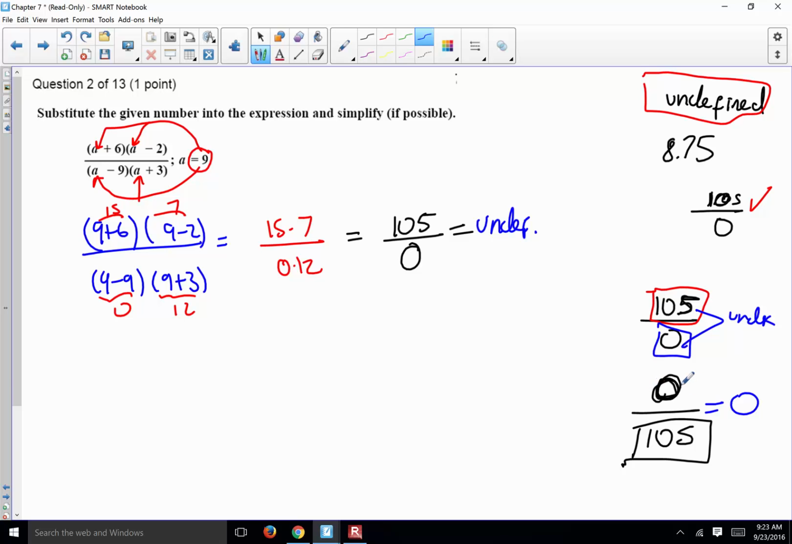Or some people explain the situation as breaking a stick. You have a 105 foot long stick. You want to break it into 0 sizes. How many pieces do you get? Right? But 0 size is dust size. You need to make it a dust. And so that's impossible. Alright.